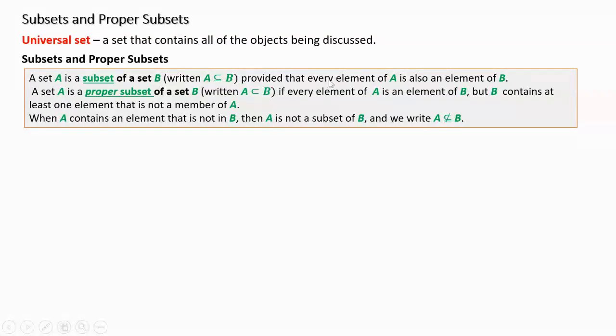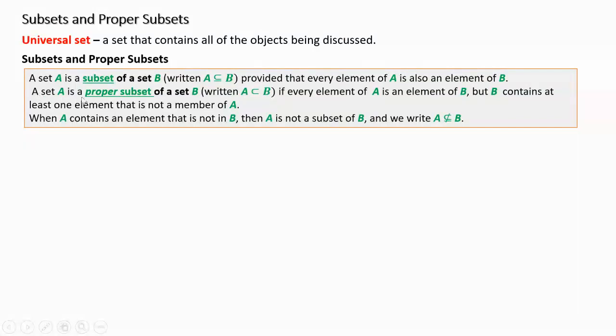Okay, and this is a definition: provided that every element in A is also an element of B. I tell my students to always have this definition at their disposal when they're answering these problems, because at times this can be a little bit confusing, especially when you are first introduced to subsets and proper subsets. So I tell them to always have this definition handy.